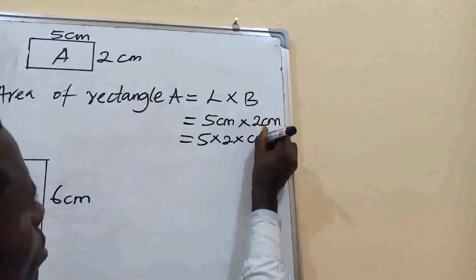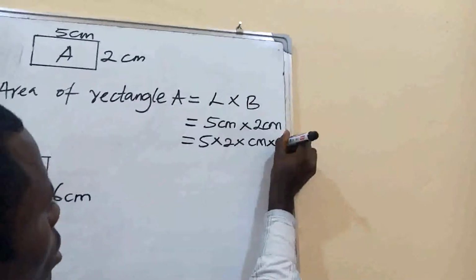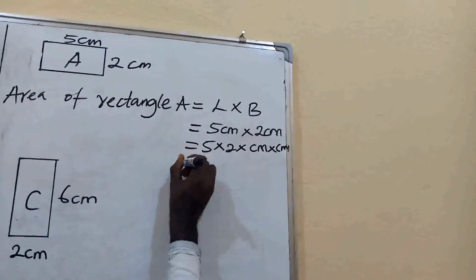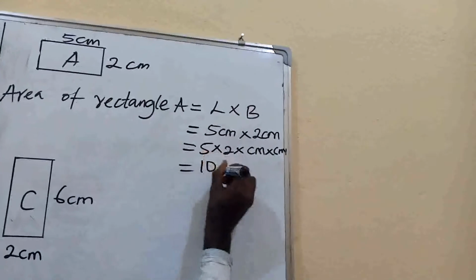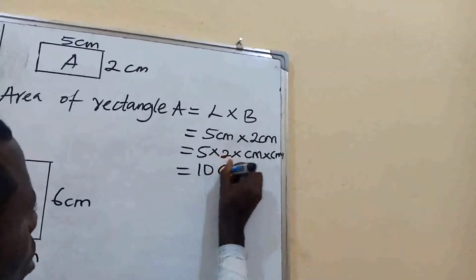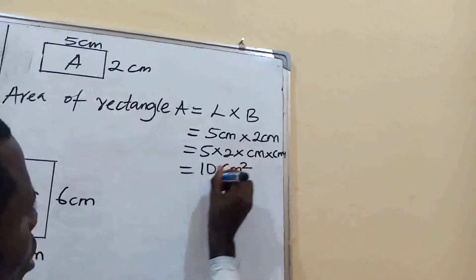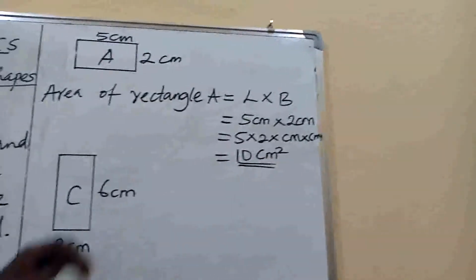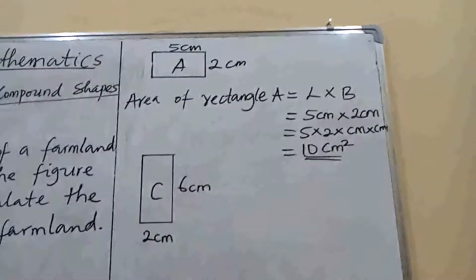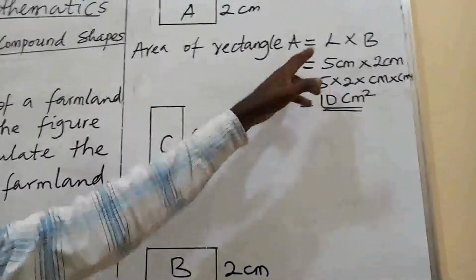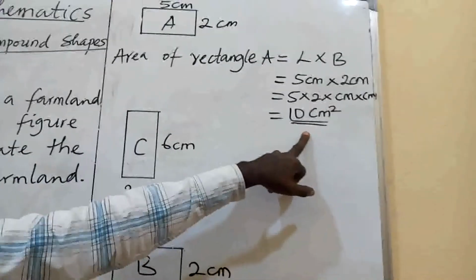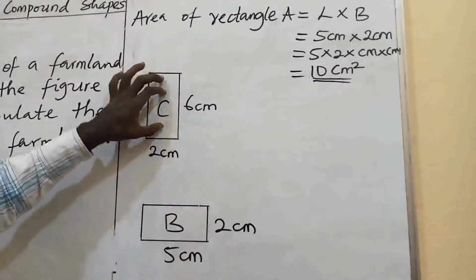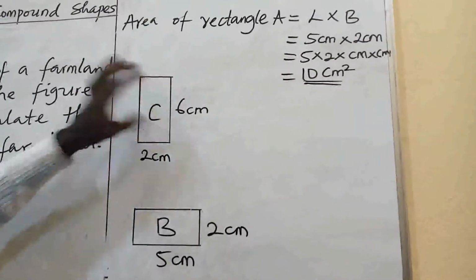Alright? So now bringing the numbers together, we have 5 times 2 times cm times cm. So 5 times 2 is what? 10. Cm times cm is what? Cm squared. Alright, this is the area of this rectangle, rectangle A. Area of rectangle A is equal to 10 centimeters squared.